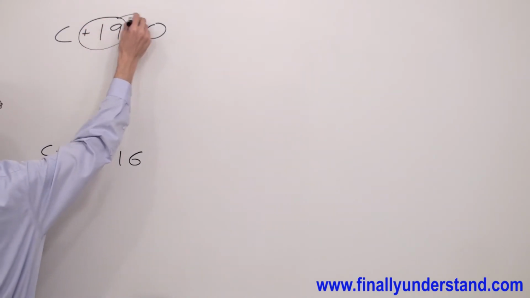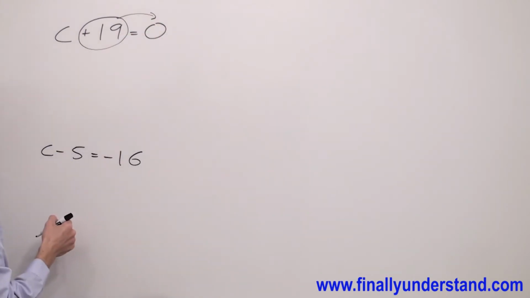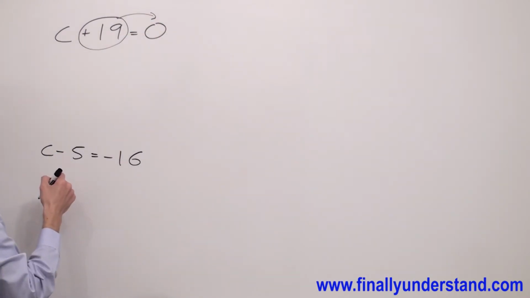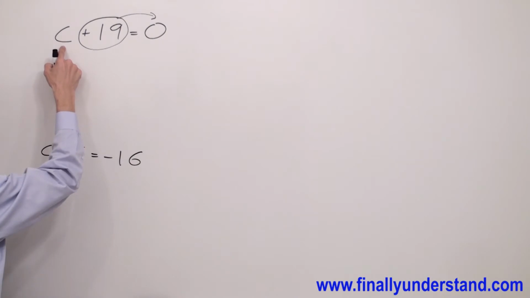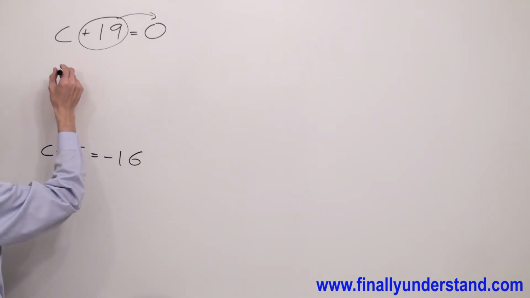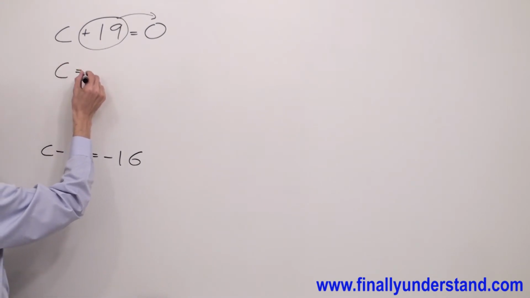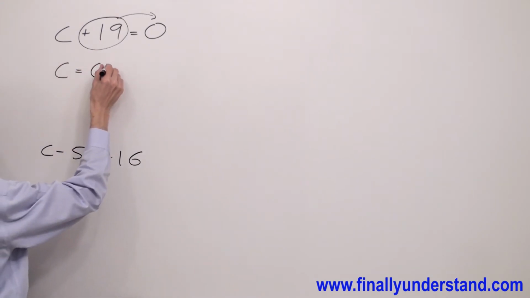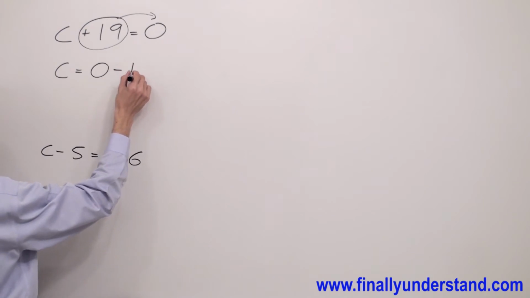Remember, anytime you move the number or variable to the other side of the equal sign when the rest of the equation stays at the original position, we're supposed to change the sign. So that's why I'm going to have c equals 0 minus 19.